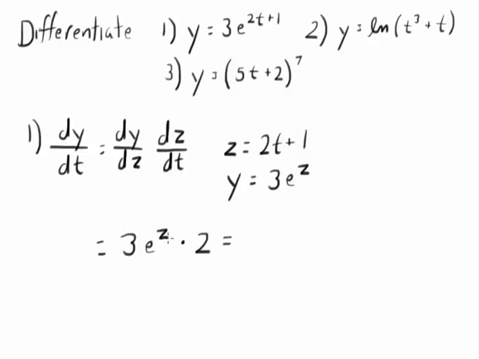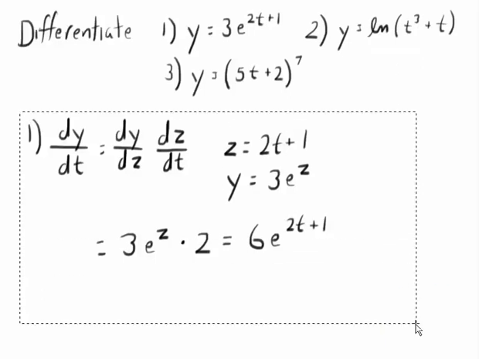I can't leave an answer with z. I have to have an answer with t at the very end. So I'll plug in what z is. So let's see. 2 times 3 is 6. So I have 6e to the 2t plus 1. Yay, that's our derivative. Let's do that a couple more times.